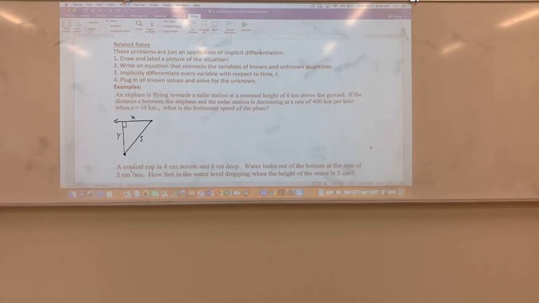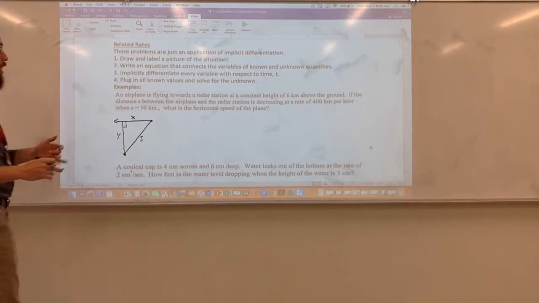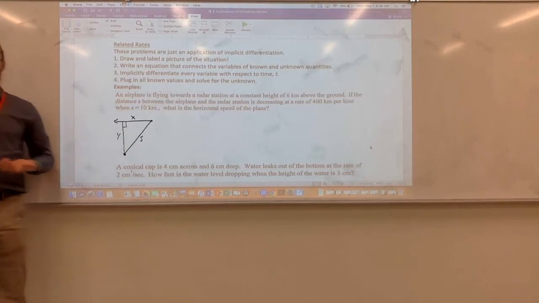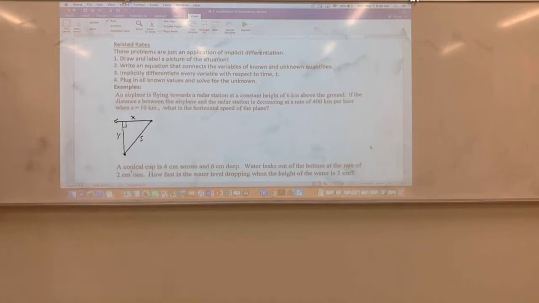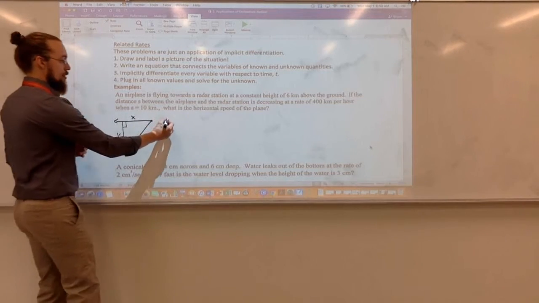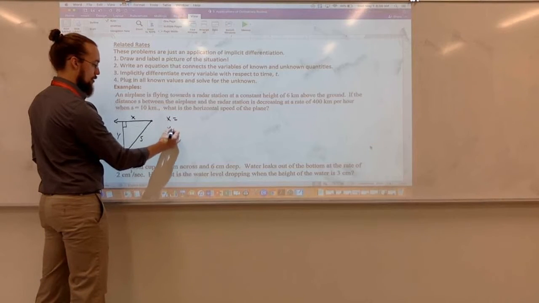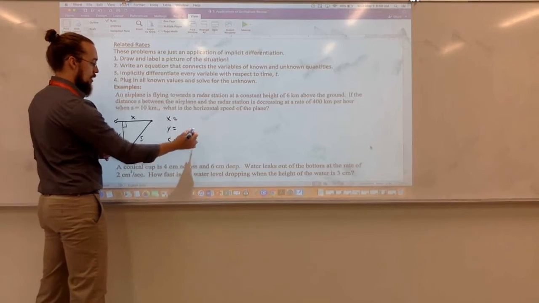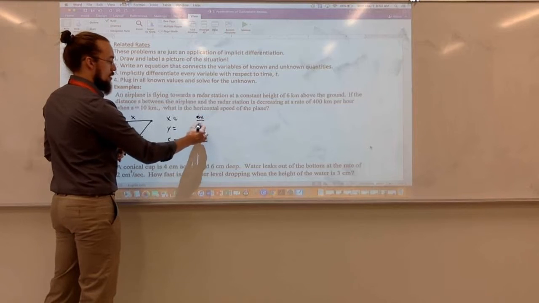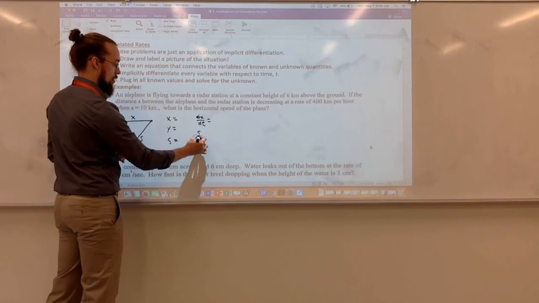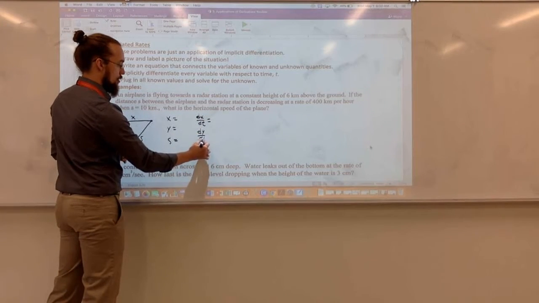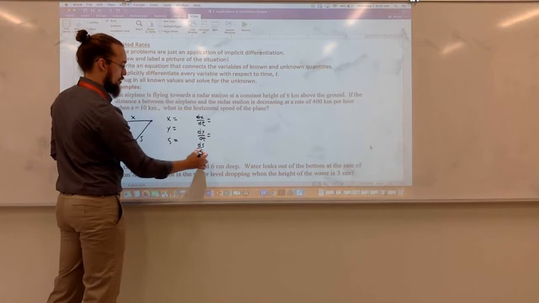So this situation can be modeled using a right triangle. I'm going to have 6 different things: x, y, and s, and then dx/dt, dy/dt, and ds/dt. So just list those out here: x, y, s, dx/dt, dy/dt, and ds/dt.